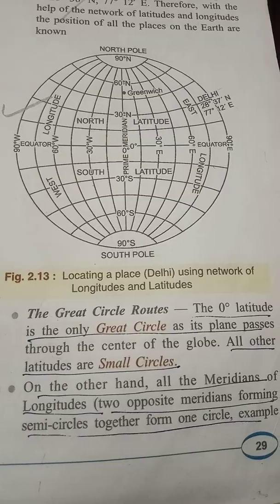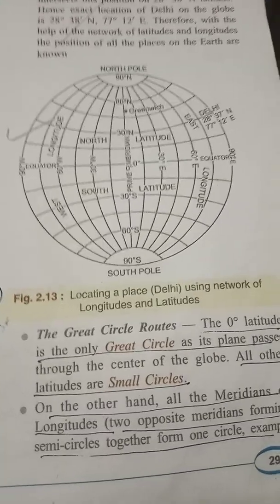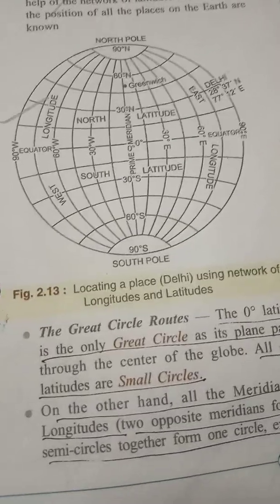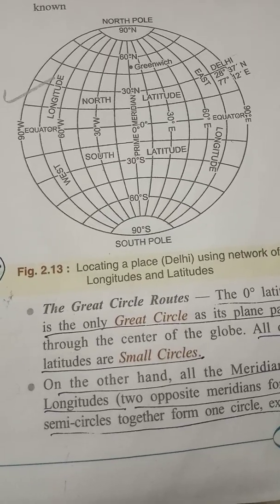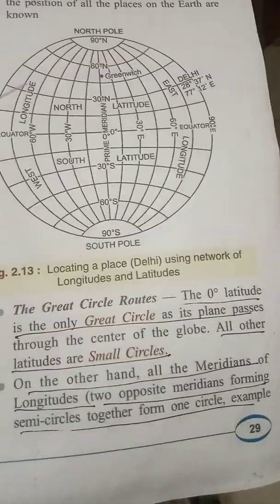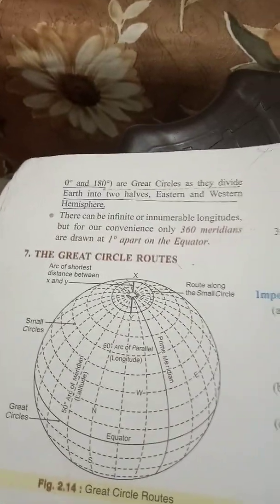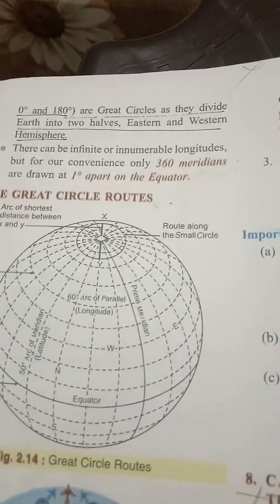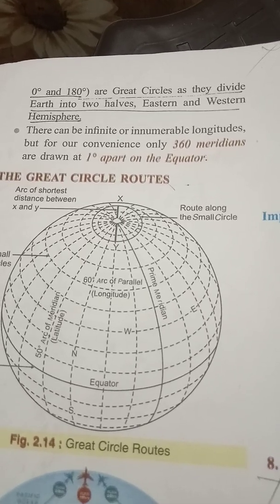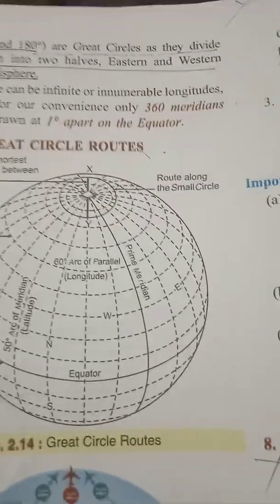See children, only the equator is the great circle because the plane passes through the center of the globe. The rest of the latitudes are smaller circles as they converge towards the pole and are reduced to a point at the north pole and the south pole respectively. Whereas the meridians of longitude, because two opposite meridians together form one circle, for example, the 0 degree and 180 degree, because they are on the opposite side of each other, they form the great circles and divide the earth into two equal halves, eastern and the western hemisphere.